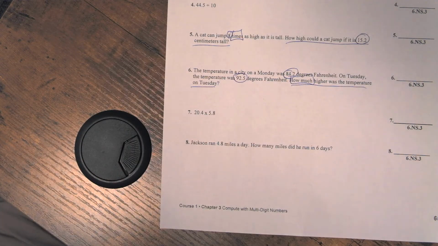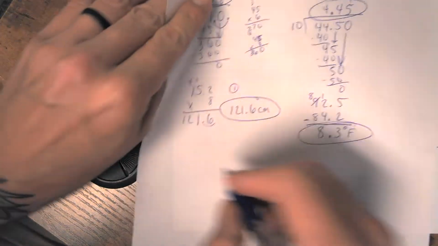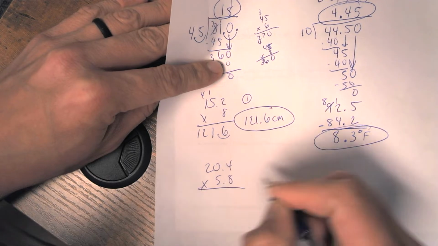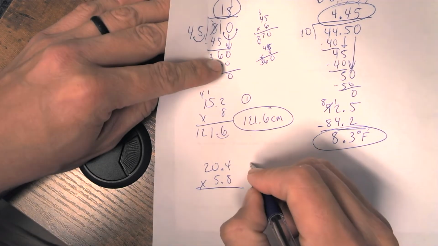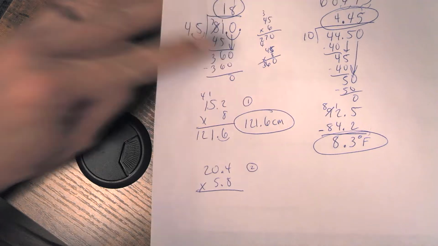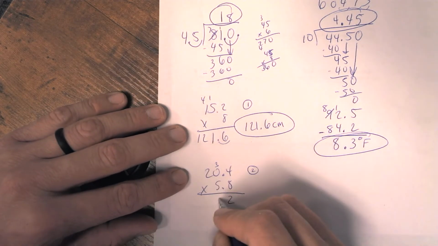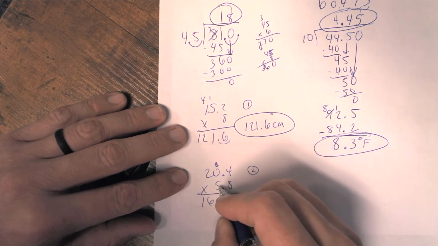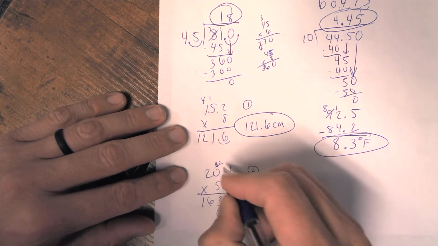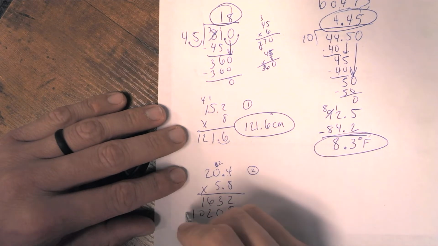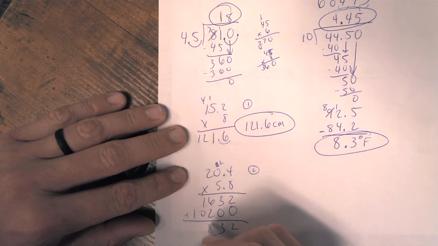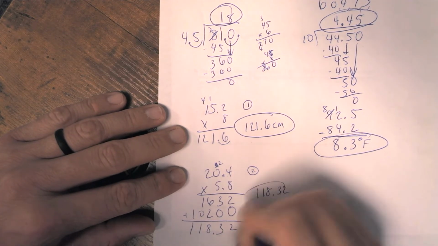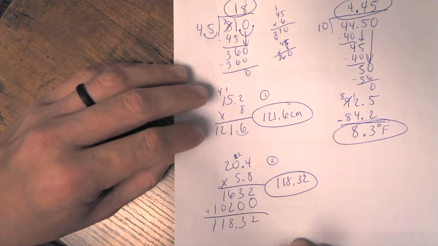All right, number 7 is multiplication of decimals. So we have 20 and 4/10 times 5 and 8/10. So once again, decimal doesn't matter until the very end. So we got to move it 2 times. 1, 2. Now we multiply. 32, 3, 16. We drop a 0. Let's jump over to 5 now. 5 times 4 is 20. 2, 10. 2, 3, 8, 1, 1. Move it 2 times. 118 and 32/10 for number 7.